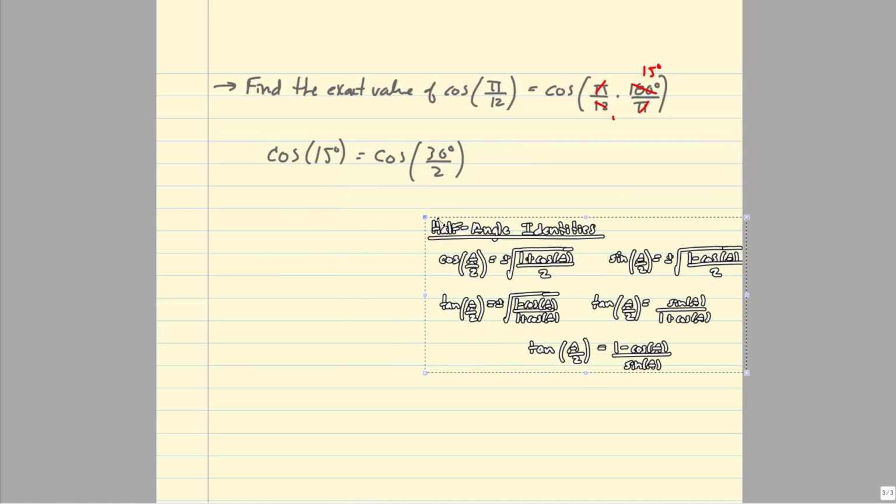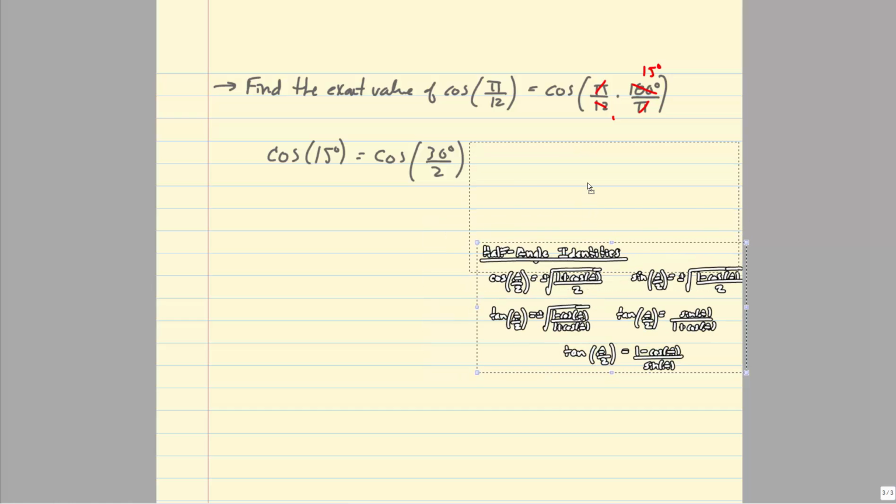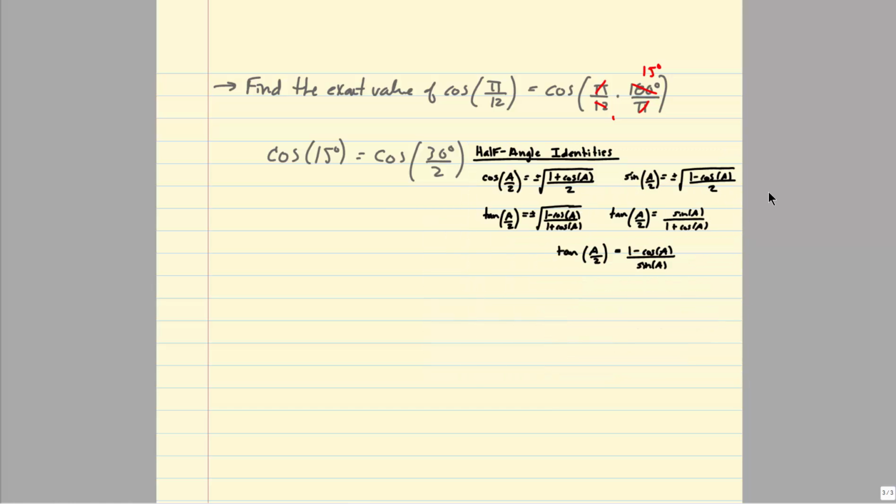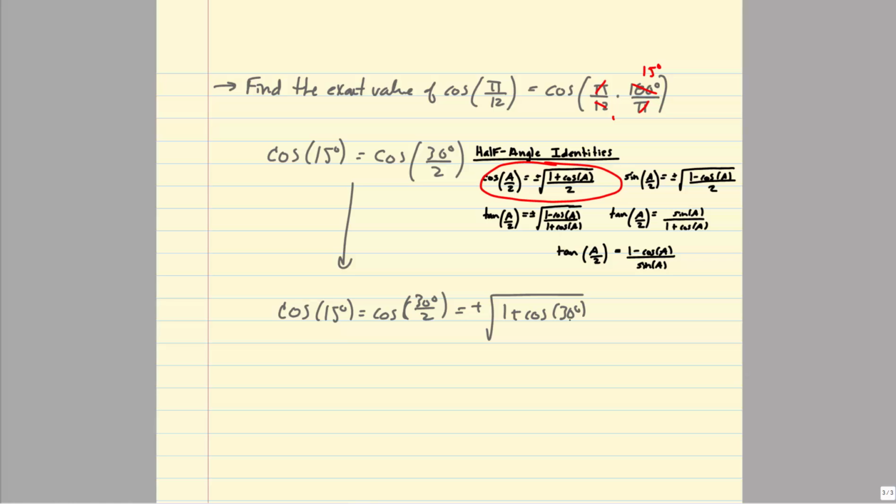I think I shrunk them down a little small last time, so let's try and keep them a little bigger so I can read them. So this one we're using alpha, or A over 2. Now 15 degrees is in quadrant 1, so I know I'm going to use the plus here because I'm in quadrant 1. 1 plus the cosine of 30 degrees over 2.